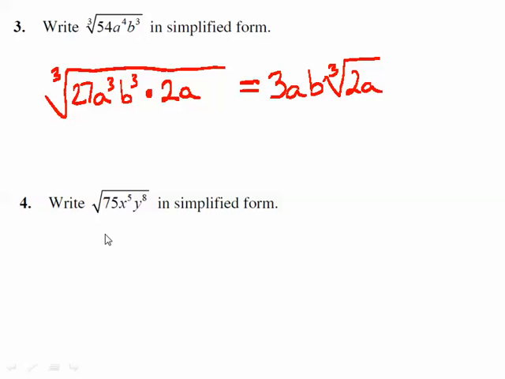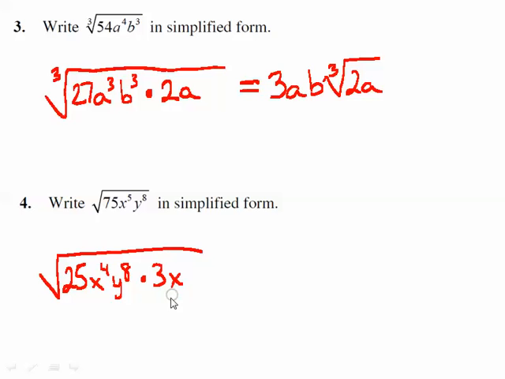Okay, and 4, let's see, 75. Perfect. 25 and 3 would do it. Okay, since we're talking about square root, we're talking about even powers. So that'd be x to the 4th, with an extra x coming in later. Y to the 8th, that's all good there. Times 3 this time, is that right? 25 times 3 gives you the 75, and I need an extra x in here. That could give me x to the 5th.